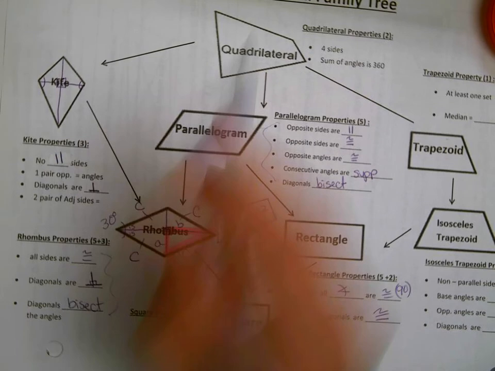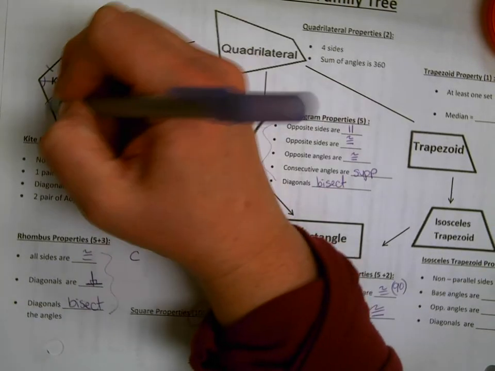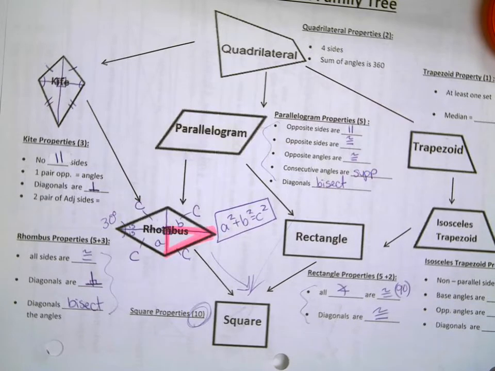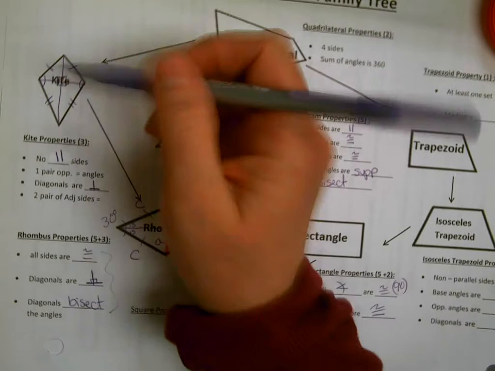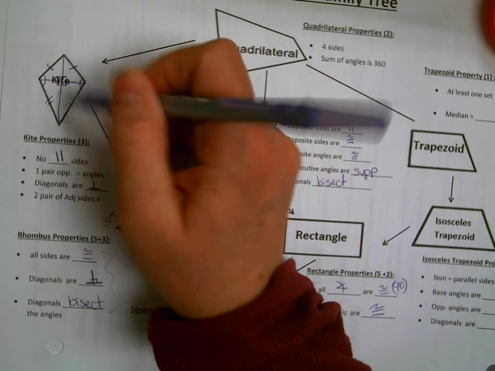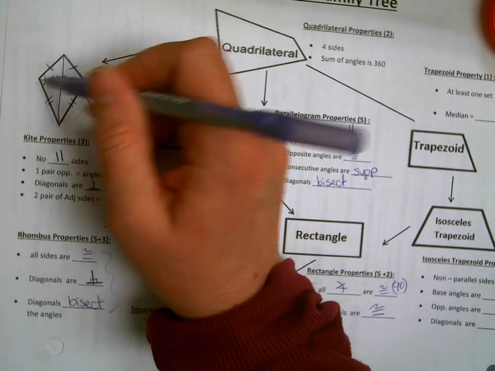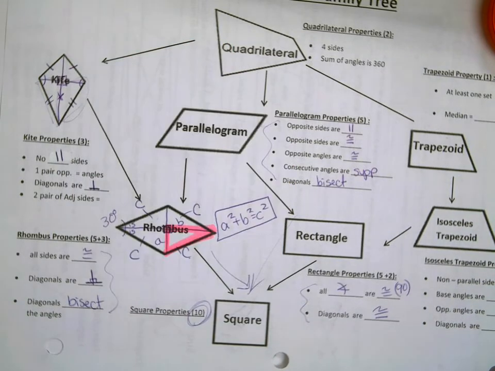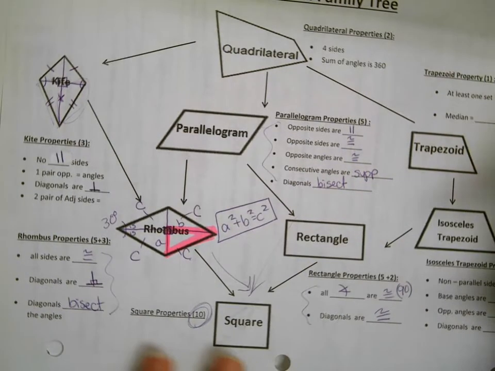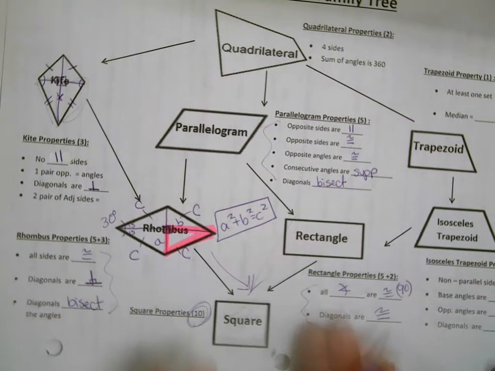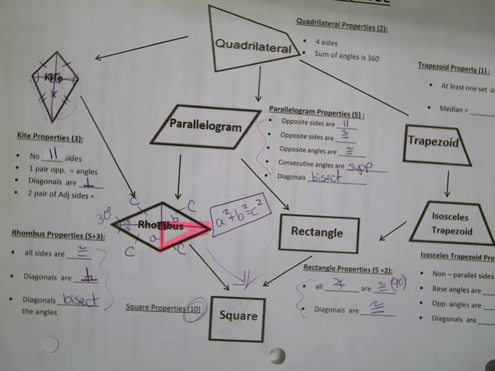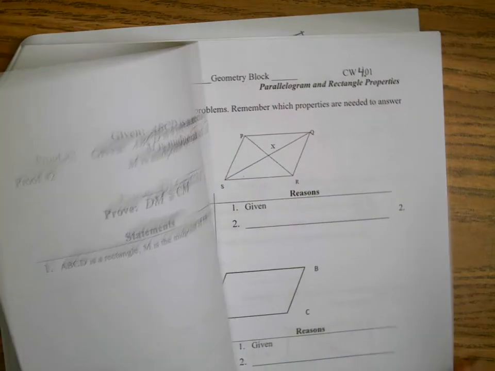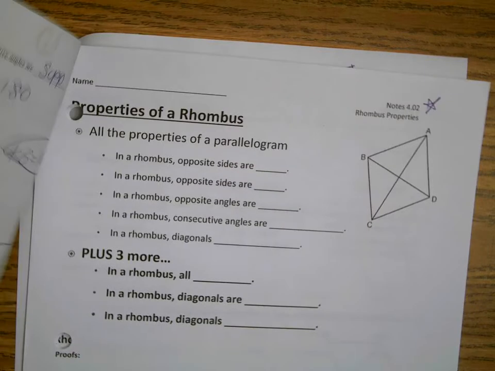And 2 pairs of adjacent equal sides. So these sides are equal and those sides are equal. What we could do there is prove this triangle equal to this triangle, perhaps by side, reflexive side. So we're going to be doing some proof writing again in the next few classes. If you didn't have that first sheet, I did attach it today in your notes, but I am going to flip ahead to Notes 4.02 and talk about the rhombus.